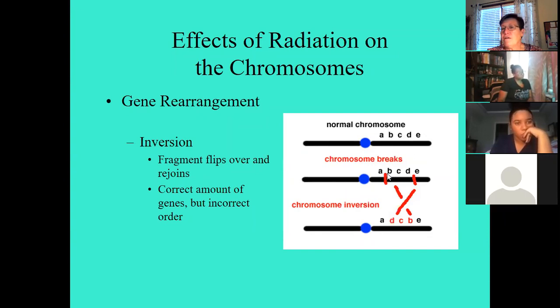This center part, B, C, and D, somehow gets flipped over and the chromosome repairs, but the genes are now in the wrong order. So instead of A, B, C, D, E, now it's A, D, C, B, E. So we have the correct amount of genetic material, but it's not in the right order. And cells that have genetic material in the improper order are also typically not viable.